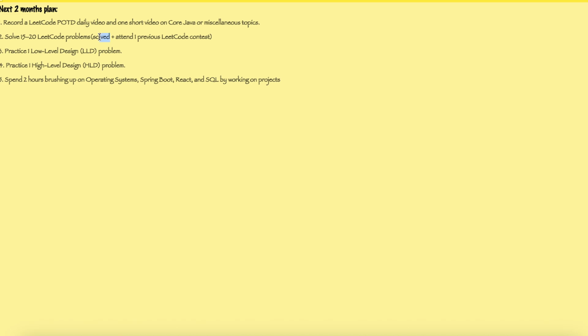It could be solved questions as well as one. I'll make sure to attend one LeetCode contest on a daily basis. Okay, a previous LeetCode contest, whatever it may be. And this is the plan to be consistent enough in DSA.